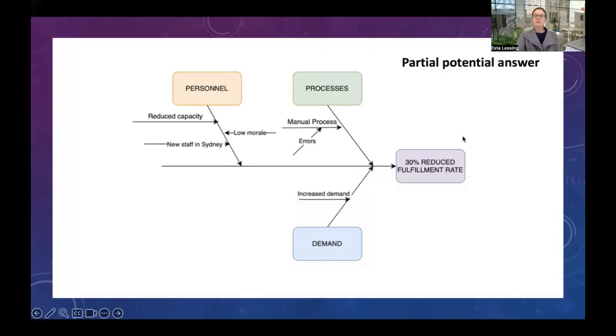Then we've got some general categories, and these can be generic categories that you apply in multiple different business problem analyses, or these could be specific to the organization. It's one of those times where you use your gut feel and your common sense. But personnel and processes are often categories that are used to help get the process started. So we've got personnel, processes and demand identified.